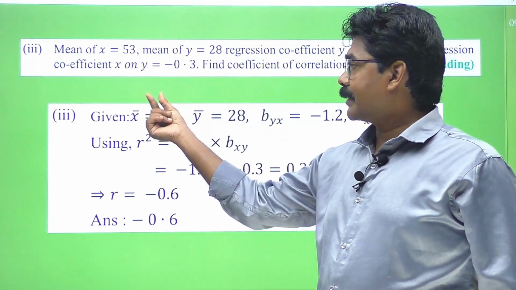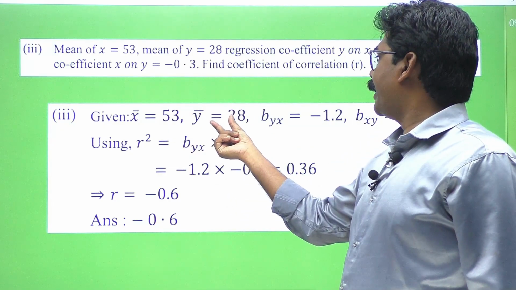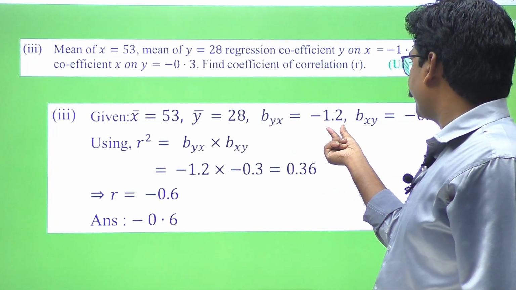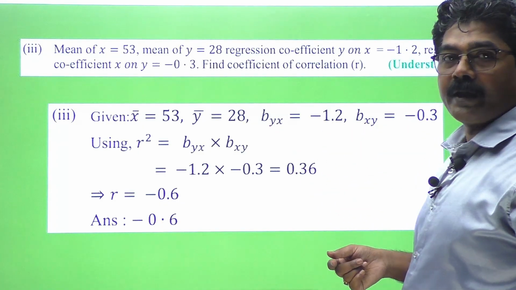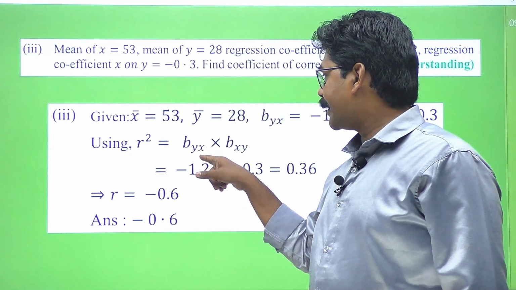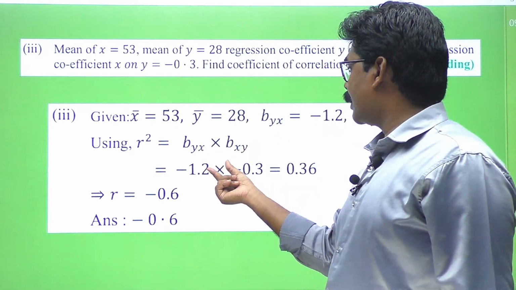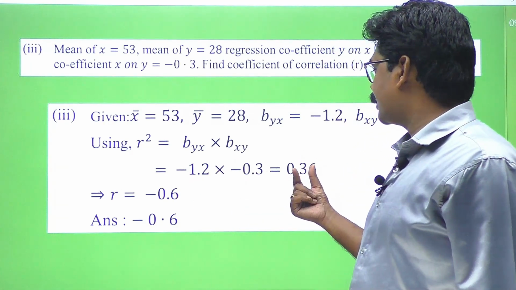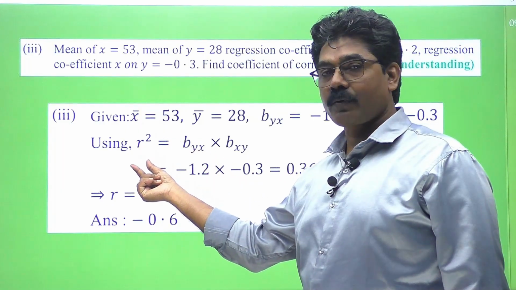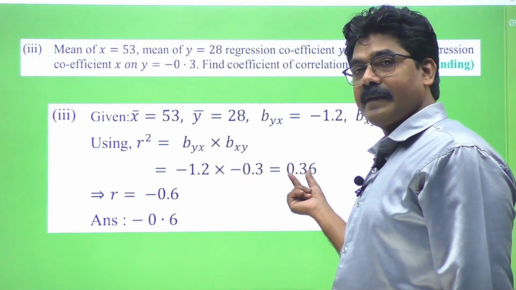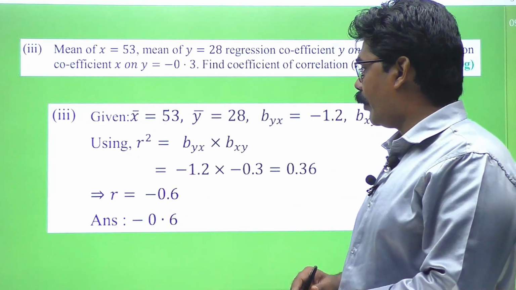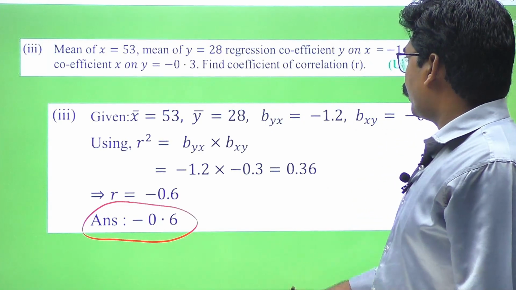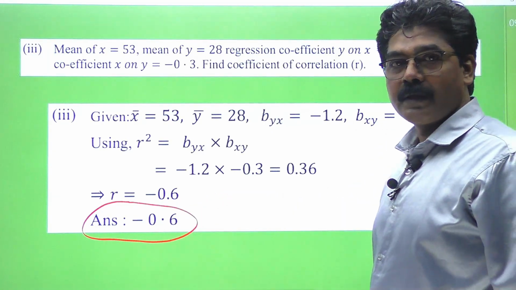Here the mean of x is 53, mean of y is 28, regression coefficient y on x, this is byx, is minus 1.2, and bxy is minus 0.3, and we know r square is equal to byx into bxy. These values are available here. Substitute the values: minus 1.2 into minus 0.3, 12 threes are 36, this is 0.36, the value of r square. R square is equal to 0.36, it means r is equal to minus 0.6. Therefore the answer is the value of r is minus 0.6. Coefficient of correlation is equal to minus 0.6.